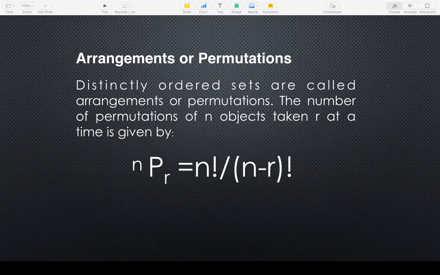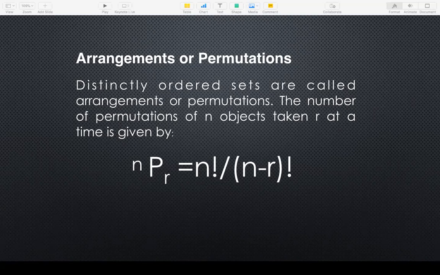And the thing which is important in permutations is that the order is important. ABC and ACB are two different words, right? Try to understand the difference.